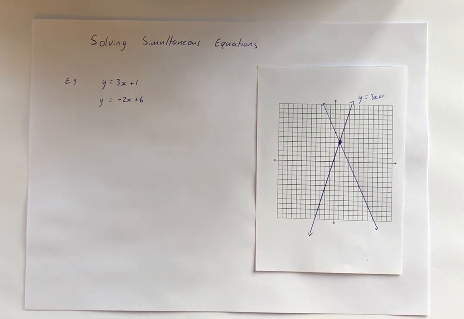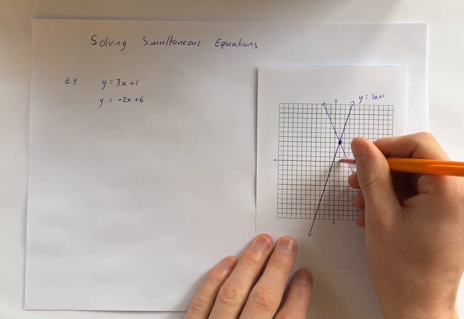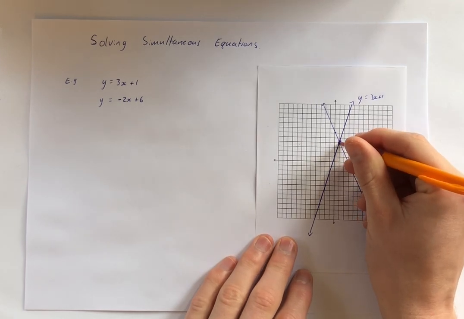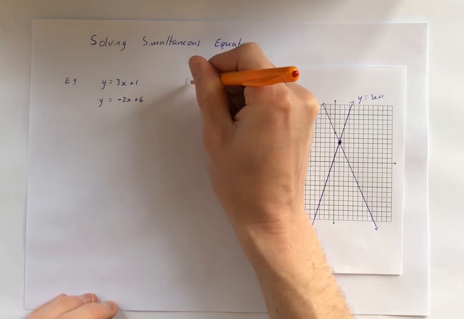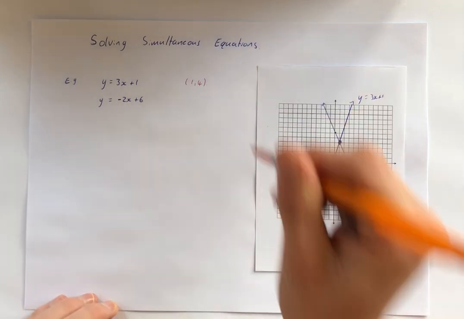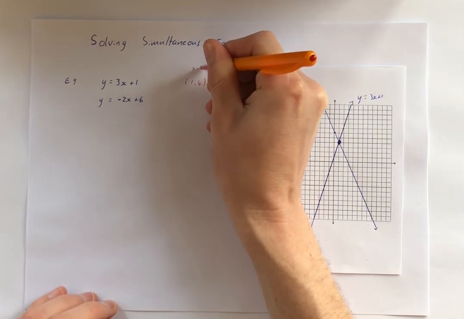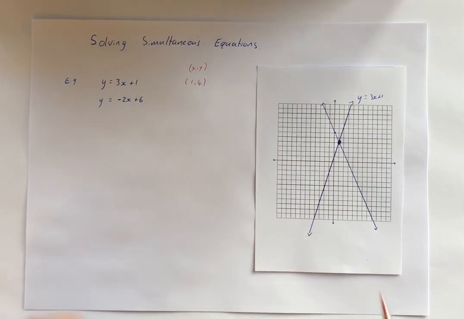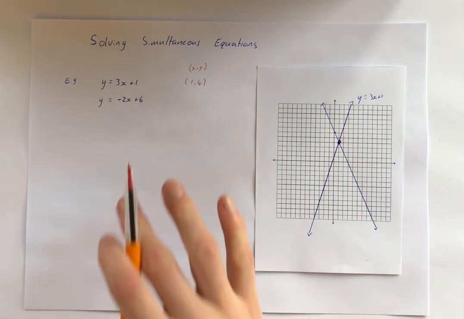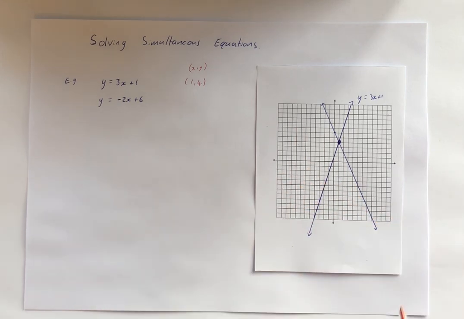Now this is obviously a nice easy example. We can see that it's across 1 and it's up 4. So (1, 4) is the x, y ordinates that satisfy both those equations. But we want a process where we can solve this without having to graph it every time.